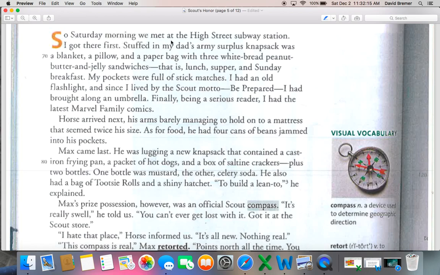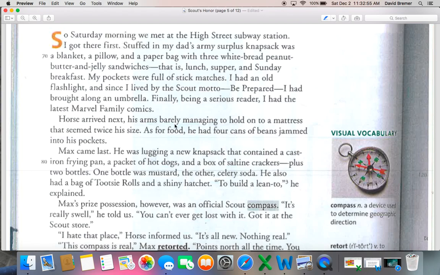So Saturday morning, we met at the High Street subway station. I got there first. Stuffed in my dad's army surplus knapsack was a blanket, a pillow, and a paper bag with three white bread, peanut butter, and jelly sandwiches. That is, lunch, supper, and a Sunday breakfast. My pockets were full of sticks and matches, or of stick matches. I had an old flashlight, and since I lived by the Scout motto of being prepared, I brought along an umbrella. Finally, being a serious reader, I had the latest Marvel Family comic books.